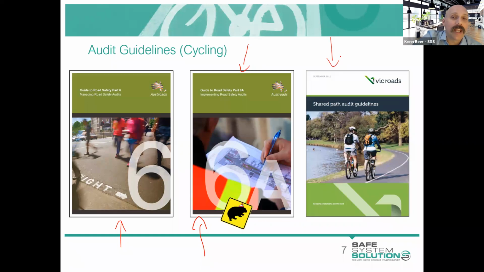This document, the Shared Path Audit Guidelines, is a VicRoads branded document from 2012. So it's a little bit old now, but it's pretty good information about that dedicated shared path or cyclist path, and when you're auditing that, what to be looking out for. That's not a document too many people are aware of, but we've popped that onto your memory stick and on Moodle, so you can have a look at it.